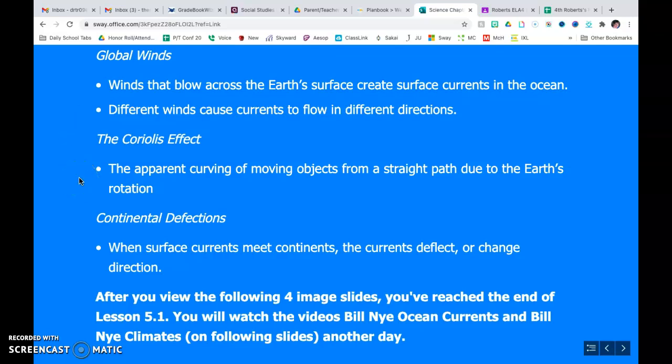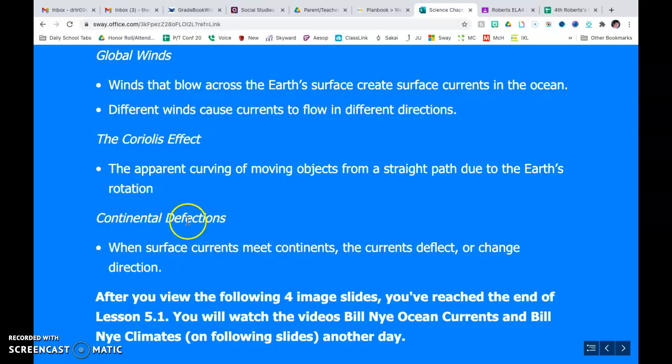The Coriolis effect is the apparent curving of moving objects from a straight path due to Earth's rotation. So Earth's rotation has to do with the Coriolis effect.